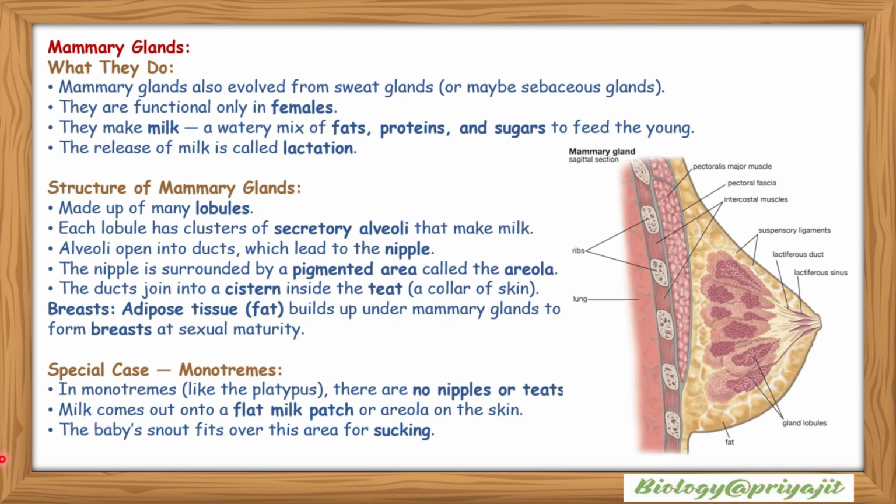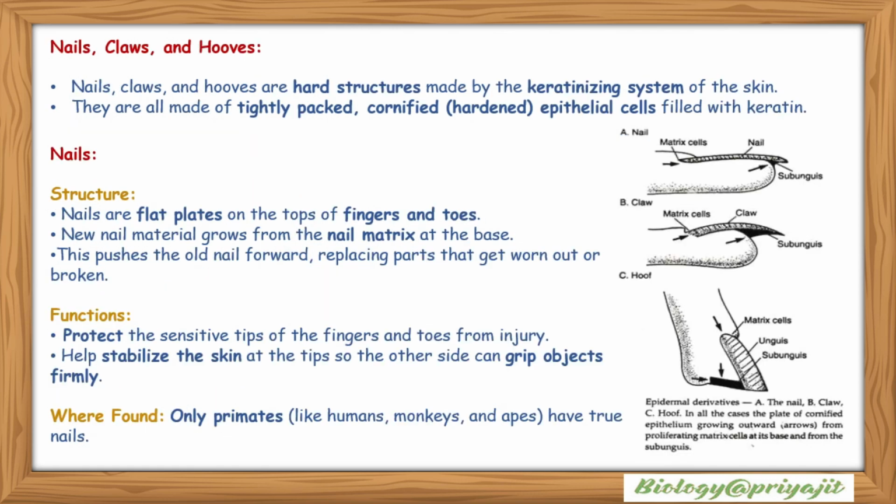Special case are monotremes. In monotremes like the platypus, there are no nipples or teats. Milk comes out onto a flat milk patch or areola on the skin. The baby's snout fits over this area for sucking.